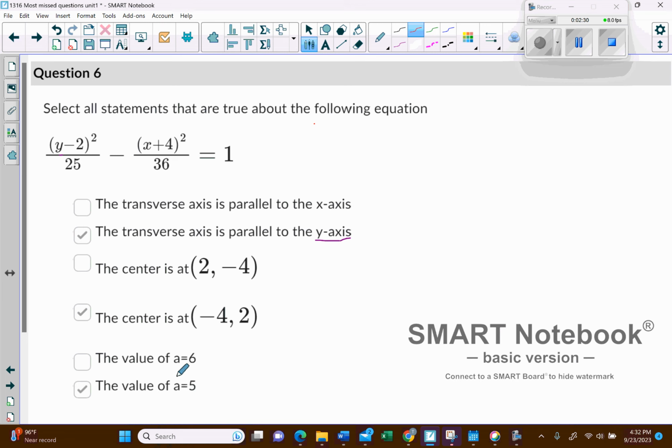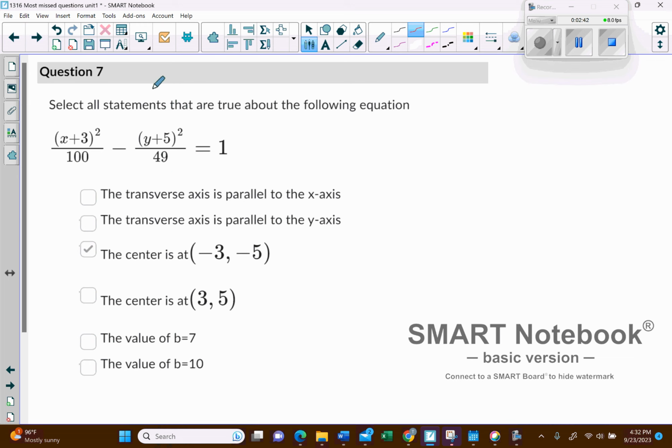Then it says the a value is 5. Remember, the first one is always your a squared, and this is your b squared. So 5 squared is 25. Very good, so you've got number 6 correct. On number 7, it looks like you only answered one part of it, and it looks good to me. It's correct. I'm going to let you answer the other two parts. I don't think you should have any problems with that.